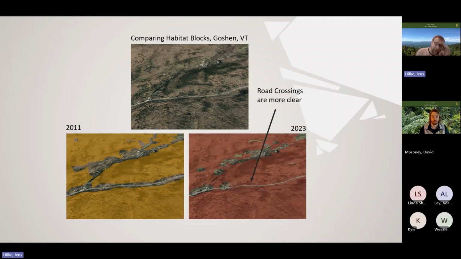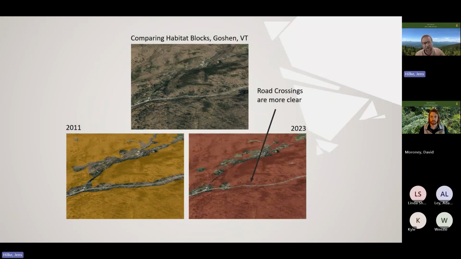Let me give you an example. At top is an aerial photo from Goshen. At left is the 2011 version of the forest blocks, or habitat blocks. At right is the 2023. And so you can see that in 2011, we really just took an even buffer around all the roads and removed them from the habitat blocks. It's pretty pixelated. We didn't really have a great ability to detect those edges. By 2023, you can see that there's some sections of the road where we know the habitat block goes right down to the edge.